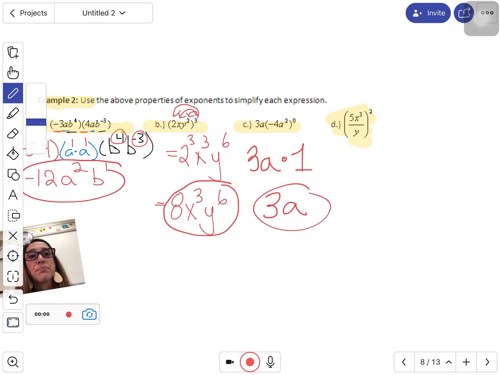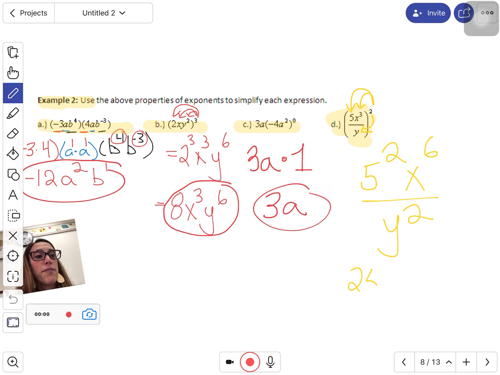Okay, and the last one. If you look, there's no plus or minus in those parentheses again. So I am going to go ahead and push that exponent in. Ooh, yellow. That's not bad. I thought that was going to be later than it was. So we have 5 to the 2nd power, x to the 6th power, because 3 times 2 is 6, and then y to the 2nd power on the bottom. And then I usually write 5 squared as 25. That's what the big kids do. I'm going to leave 5 squared there. So now that's completely simplified.